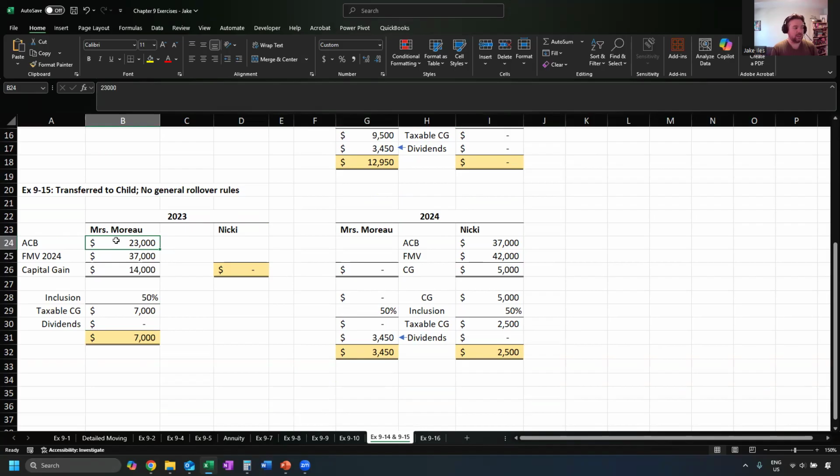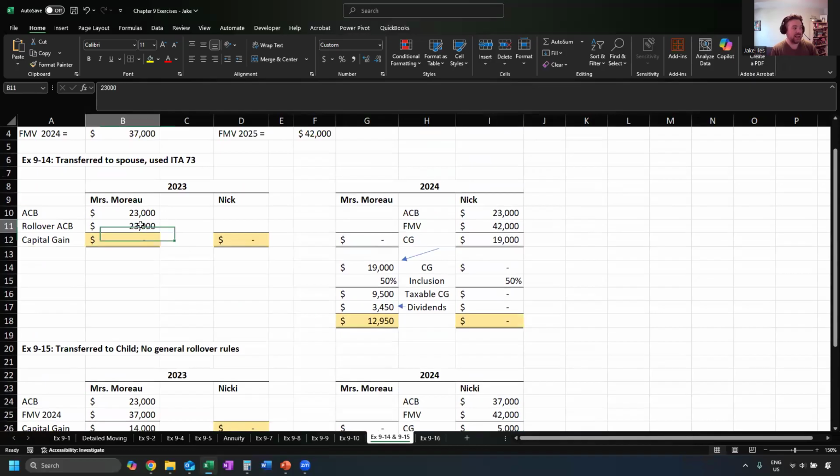So cost base was 23, fair market value 37. So Mrs. Moreau in 2023 has to recognize that capital gain of $14,000. So she's going to report the taxable capital gain of 7. Now here's the thing, because we transferred at fair market value, that capital gain's been recognized. So Nikki is going to hold the shares at 37,000, the deemed sale price. And when she sells it for $42,000, she's going to recognize the capital gain of 5,000.